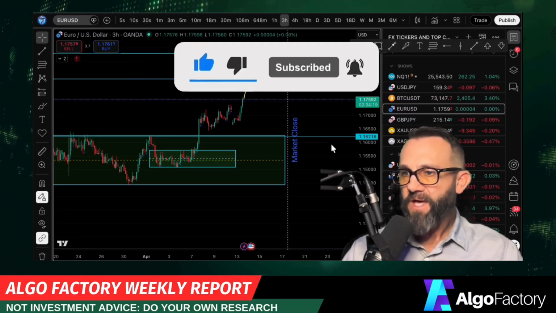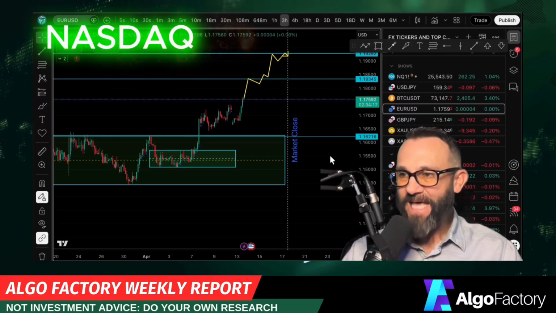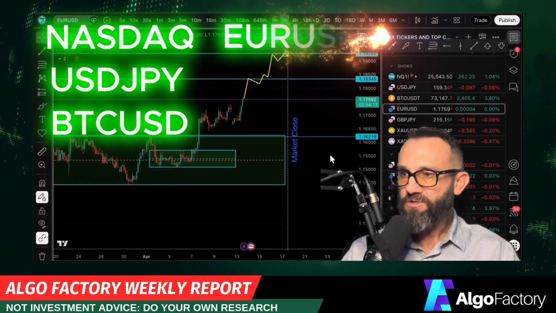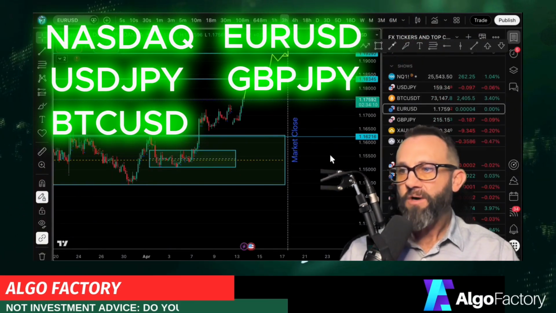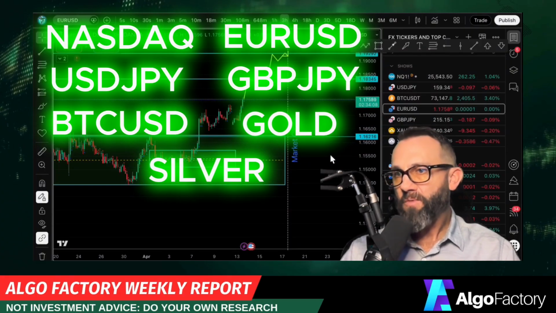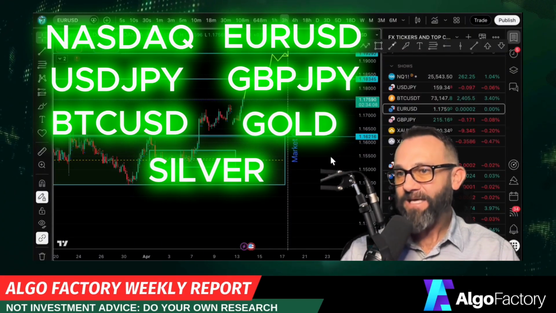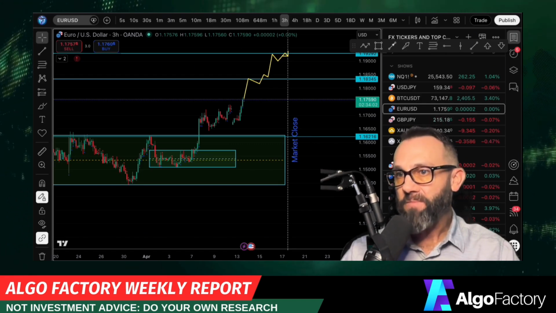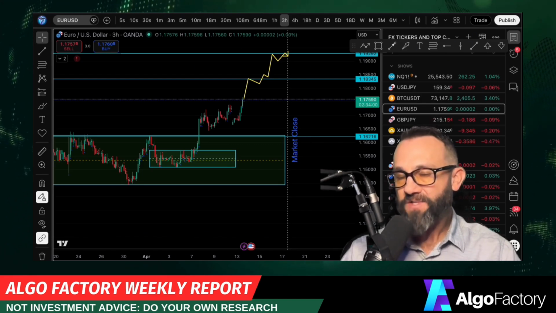We're going to take a look at the usual suspects today in the charts. We've got the NASDAQ, USDJPY, BTC USD, EURUSD, GBPJPY, gold, and silver. Before we take a look at the charts, we're going to take a look at the economic data that's coming this week that can affect those charts and give us some trading opportunities. We're going to take a look over at forexfactory.com.